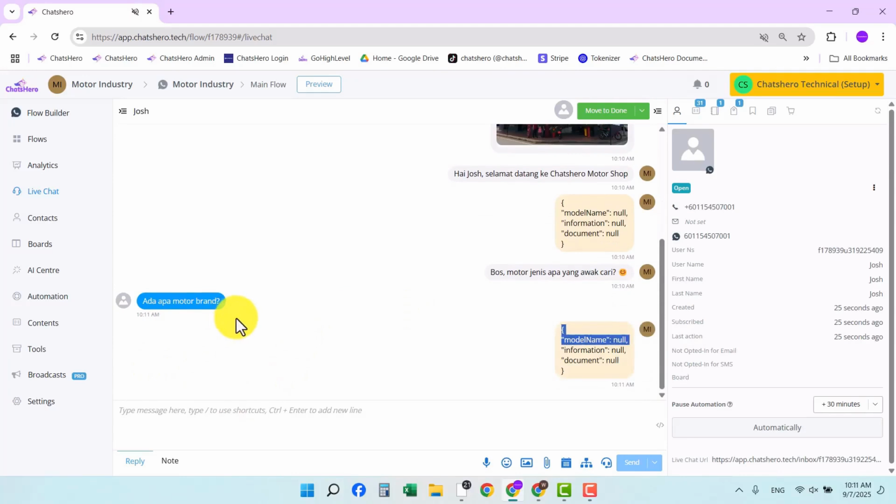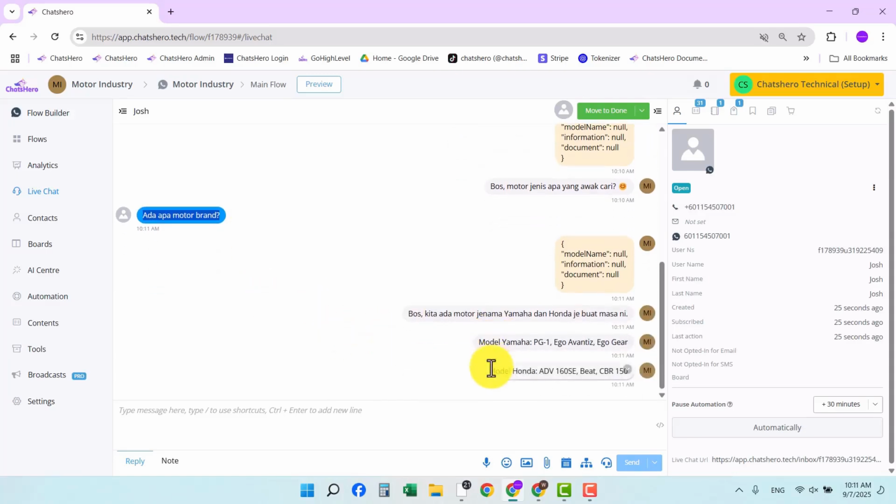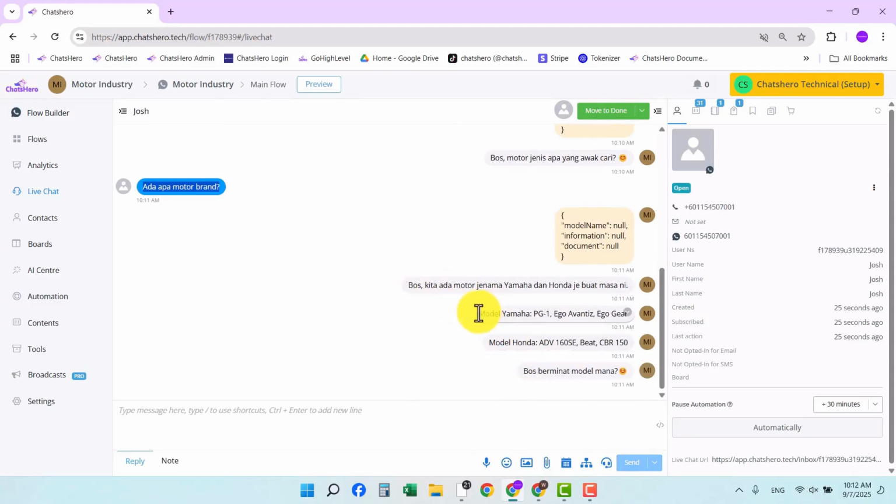So in a moment, we'll see that the AI will basically tell us which models they currently have for sale. Okay, so here you can see it tells us that right now they have these Yamaha motorcycles and these Honda motorcycles available. So if you have more models in the future, you can also add them in the same way. So in our training here, we're just telling it that we only sell Yamaha and Honda. So for Yamaha, we have these three models, and for Honda, we have these three.